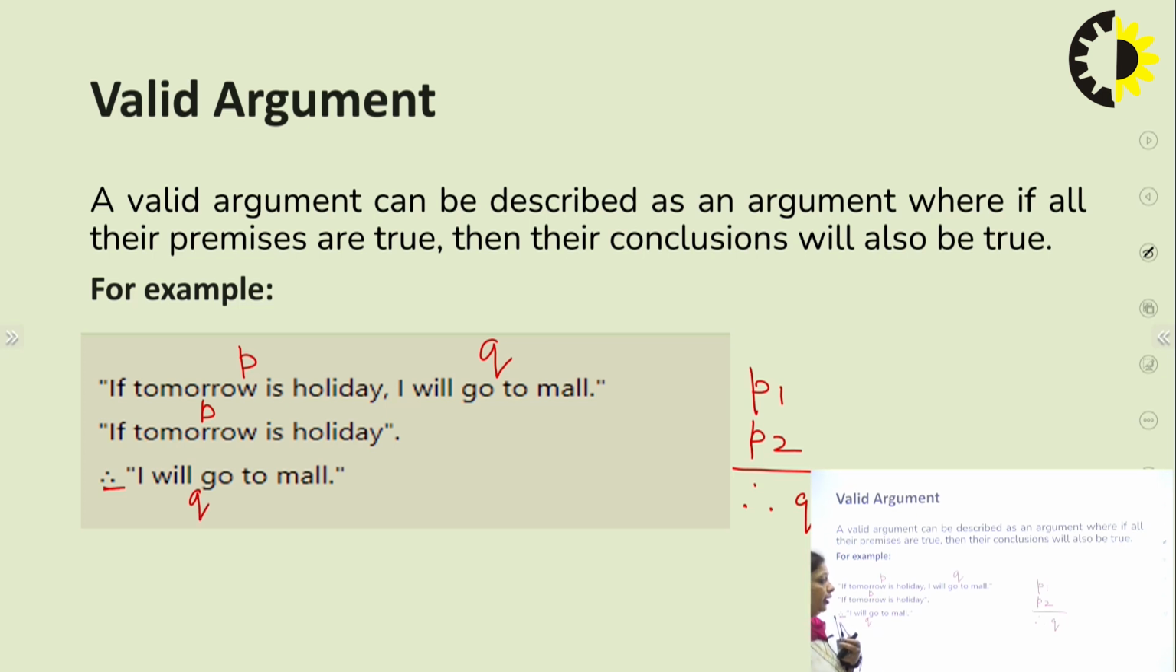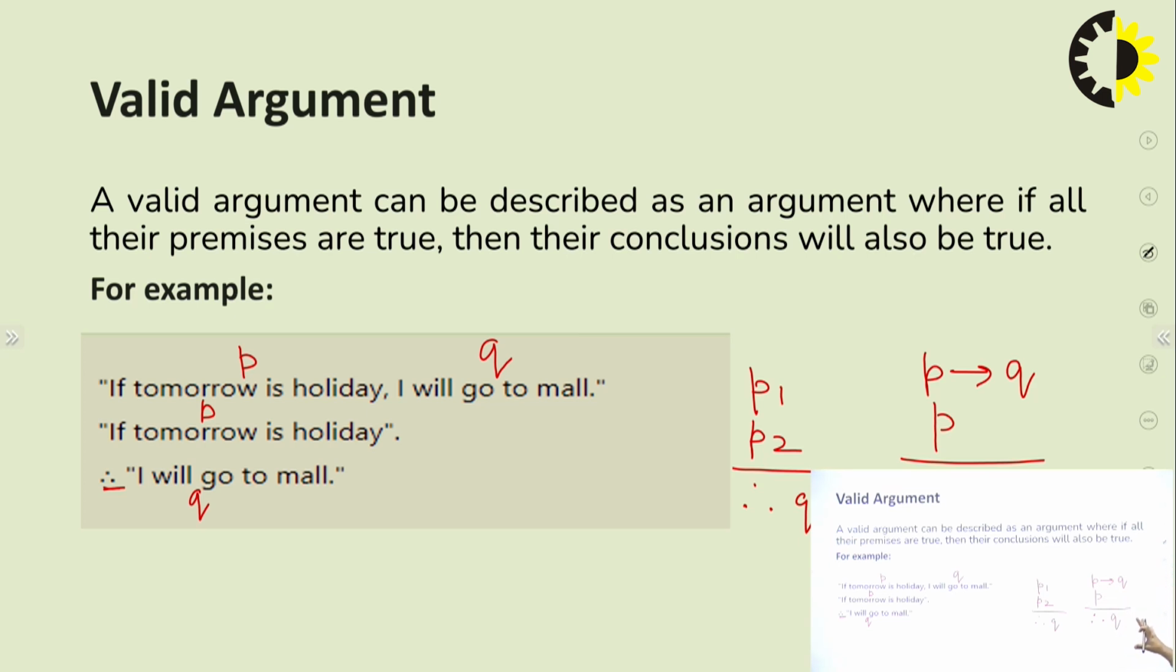So how can I write this entire combination? This can be written as if P then Q, that means P implies Q. Then the second premise is nothing but P itself, and I have to conclude what? Therefore Q. So actually what I have to show is that this one is a valid argument.